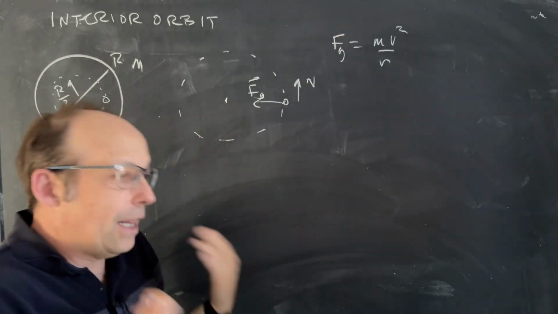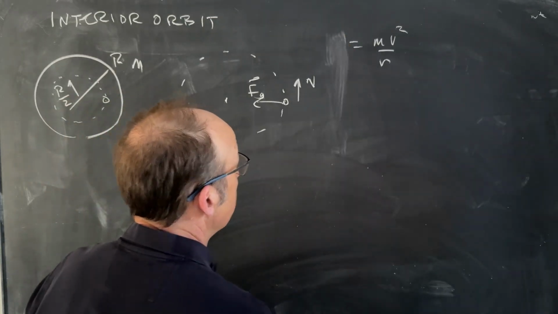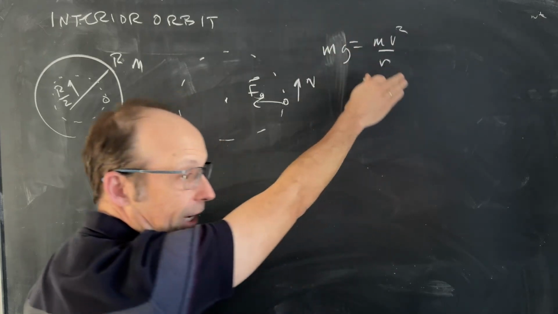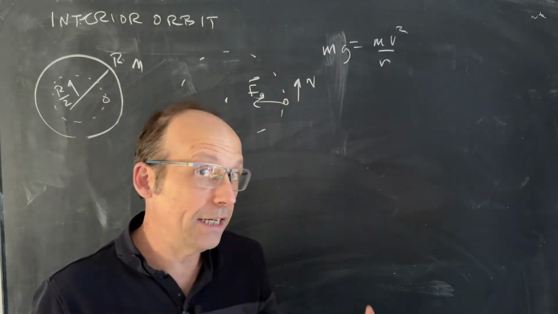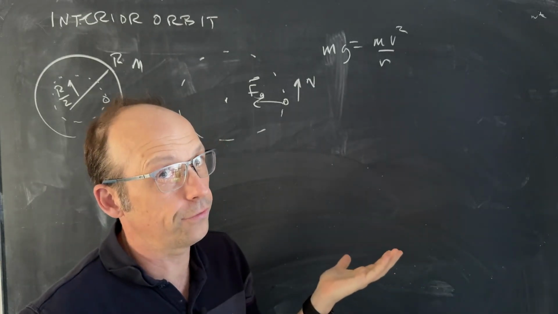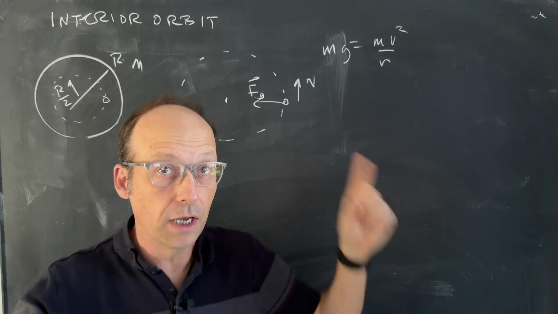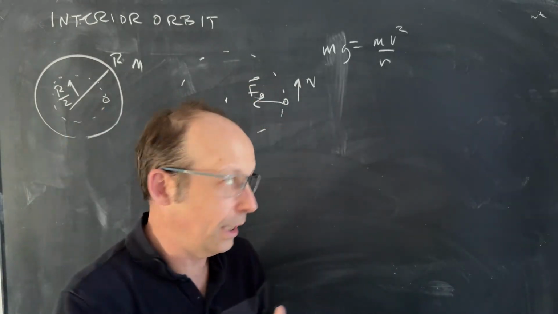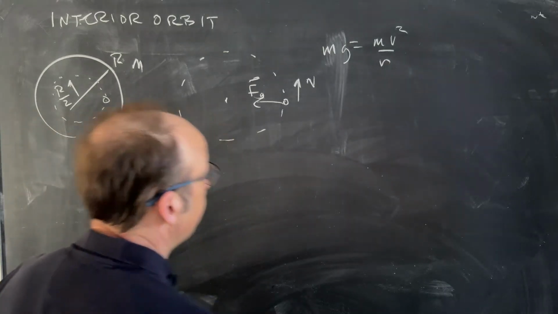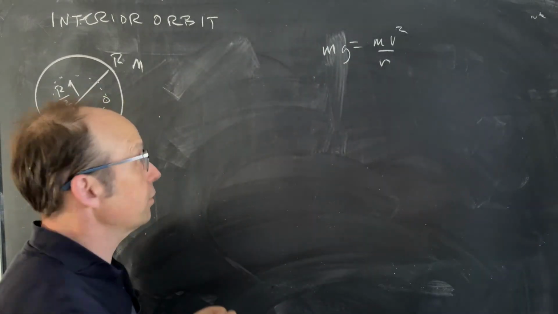Now, in this situation, we can go ahead and write the gravitational force as mg. And this is the scalar version, that g is the gravitational field. That's not necessarily 9.8, right? That's only on the surface of the Earth. If we're inside the Earth, we have to find a new value for the gravitational field. And I've done this before, but I'm going to do it again. So how do we find the gravitational field on the inside of the Earth? That's the key.